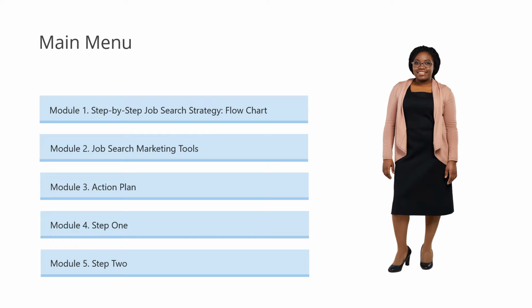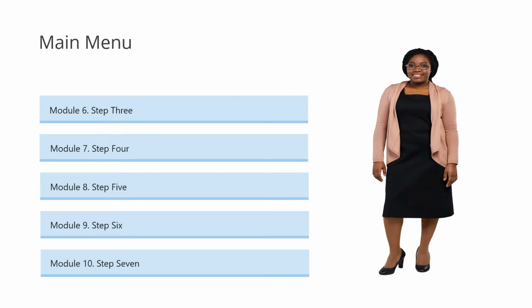The main menu. In Module 1, we will go over step-by-step job search strategy, which is a flow chart. Module 2, we will go over job search marketing tools. Module 3, the action plan. Module 4, we'll go over step 1.